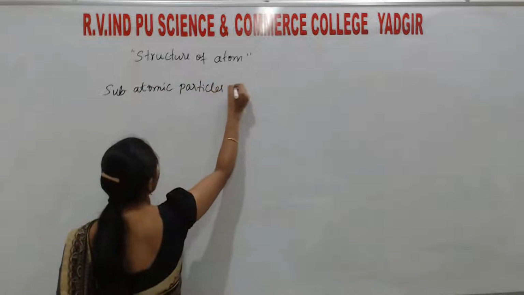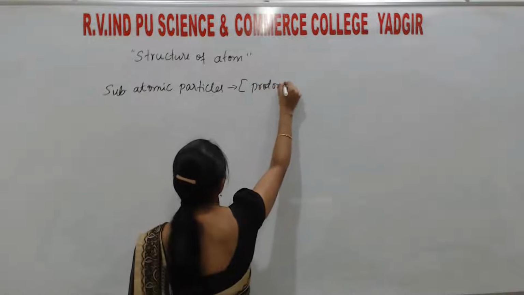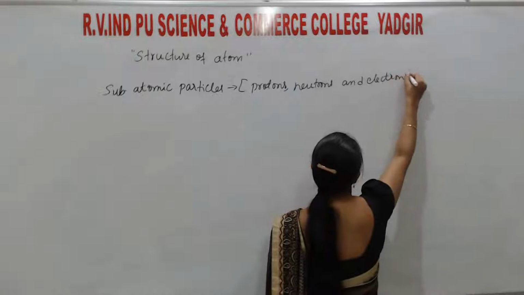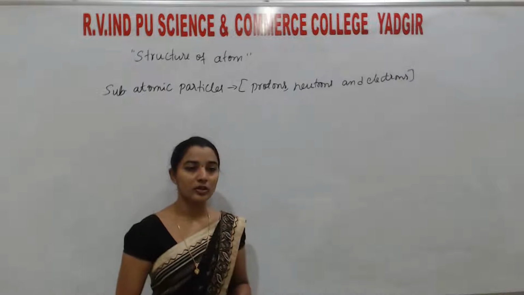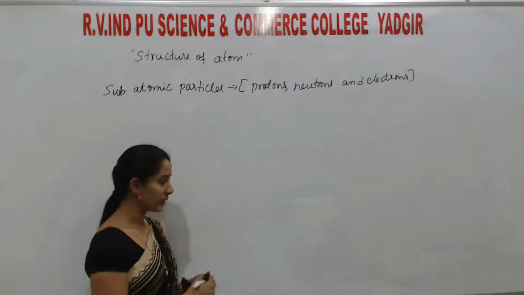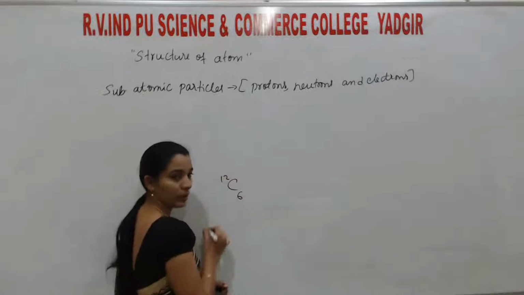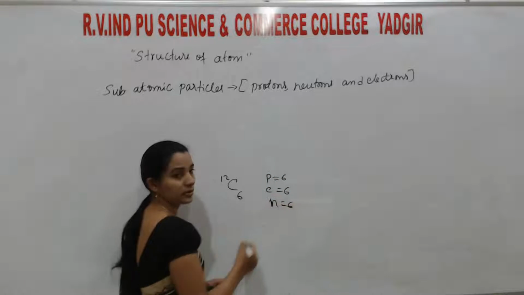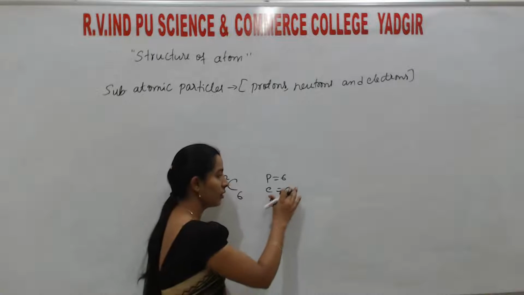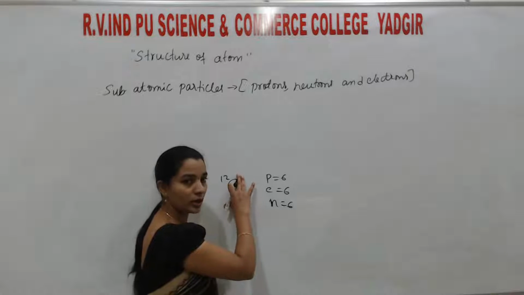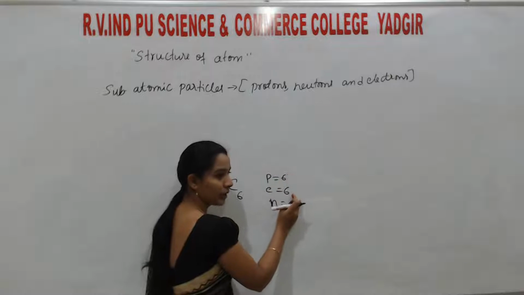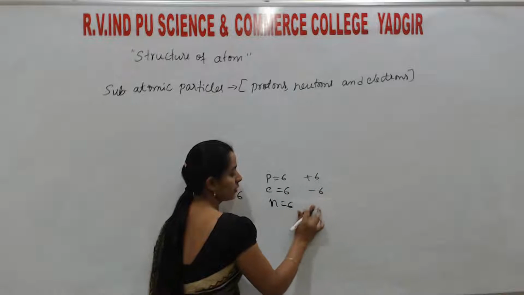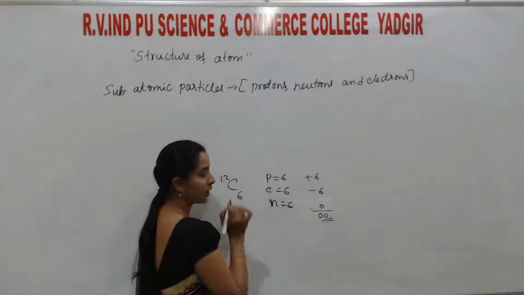What are those subatomic particles? Protons, neutrons, and electrons. They always stay together. For example, carbon is there, here it is 6, 12. Here proton is 6, electron is also 6, neutron is also 6. If any one is less, either electron or proton or neutron, this carbon atom becomes unstable. I'll take only proton and electron because they have charge. The proton charge is plus 6, electron charge is minus 6, so it is neutral, 0. It is balanced, so your net charge is 0.